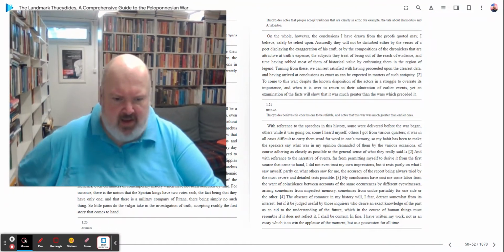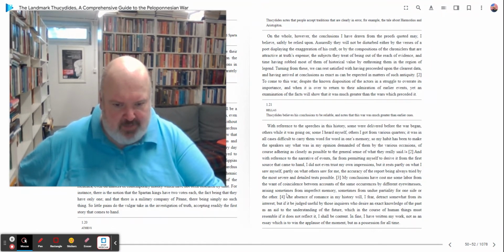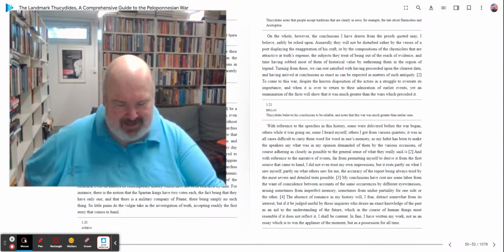In other words, my conclusions have cost me some labors from want of coincidence between accounts of the same occurrences by different eyewitnesses, arising sometimes from imperfect memory, sometimes from undue partiality of one side or the other. In other words, he's going to upset people and get some trouble because of it.